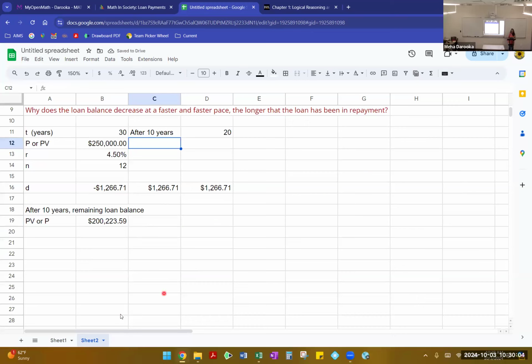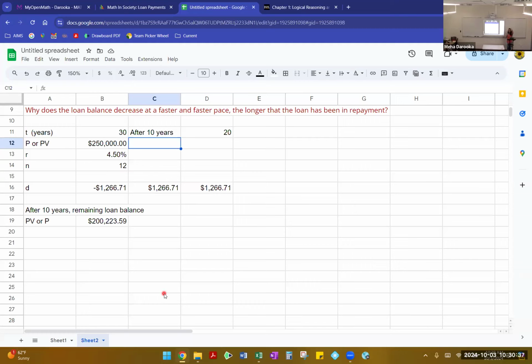So you can see even after 10 years, your loan has not significantly decreased. I mean, yeah, by 50,000, but not like halfway or anything like that, right? Because you started out with a loan of $250,000. You've been making regular $1,266.71 payments every month for 10 years. And that only brings your loan value down to 223.59.